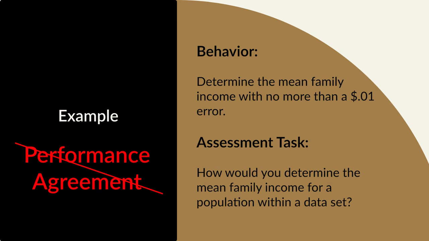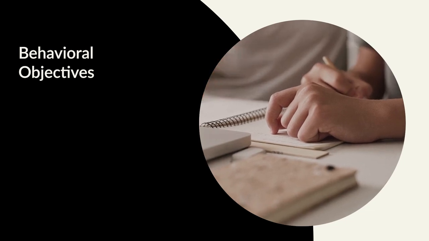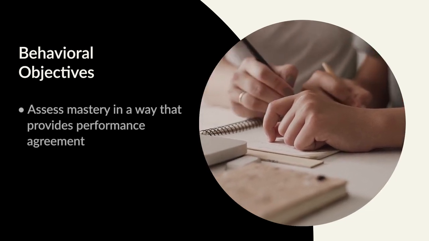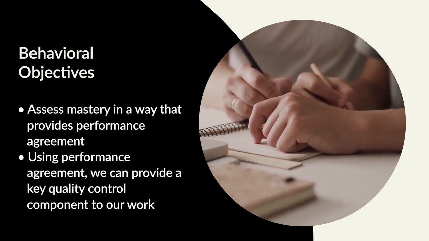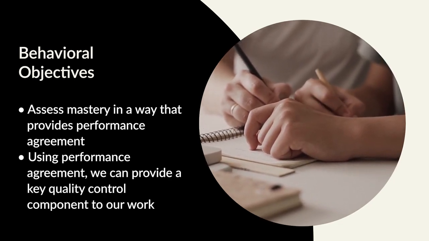This is true since asking a learner to simply explain a process is completely different than asking them to perform the calculation within a specified limit of accuracy. This is a very common issue when objectives and assessment tasks are not consistent. It provides a very simple method of providing quality control in a process of course design. As we write behavioral objectives, we need to make sure that we can assess mastery in a way that provides performance agreement. Using performance agreement, we can provide a key quality control component to our work.